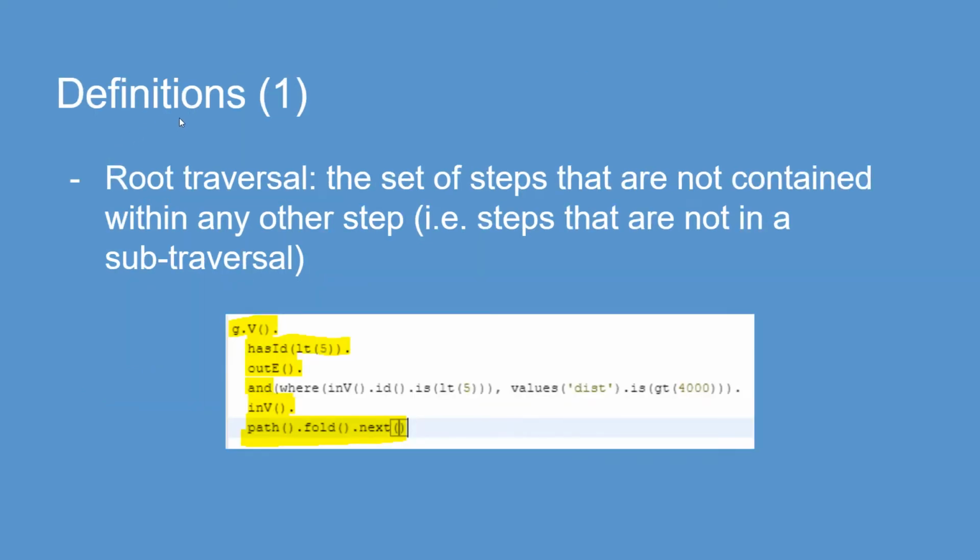I just want to go over a few quick small definitions before I jump into my demonstration, so everyone's got the same language. I'm going to talk about things such as the root traversal. When I talk about root traversal, I'm talking about the set of steps that are not contained within any other step. In other words, if you think about your query as having multiple depths, where each depth is represented by steps within other steps, the root traversal is all of the steps that are not contained anywhere else.